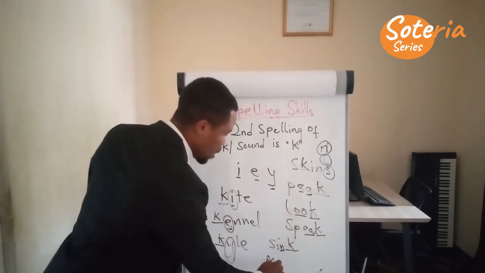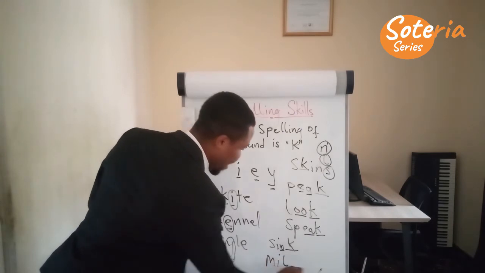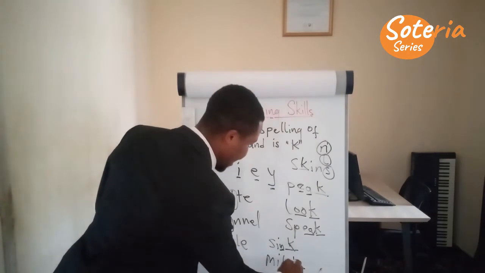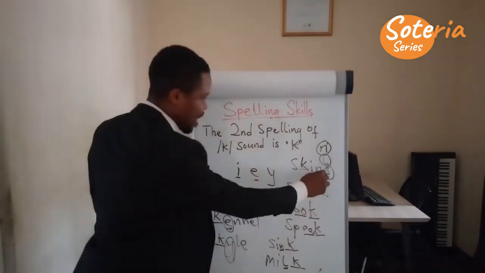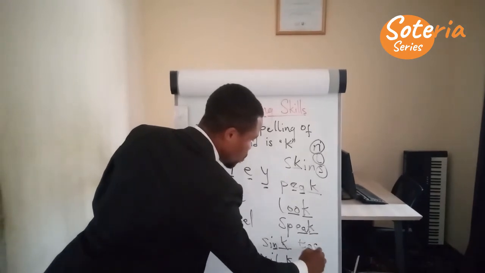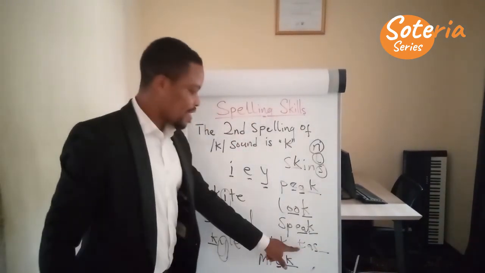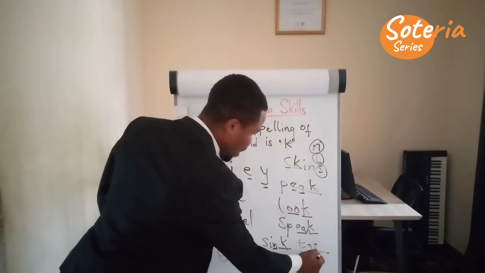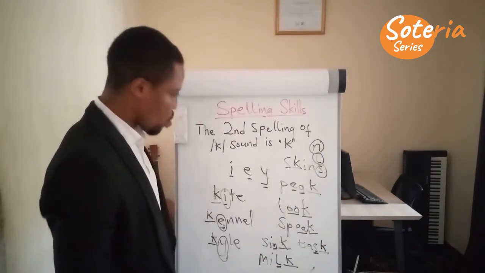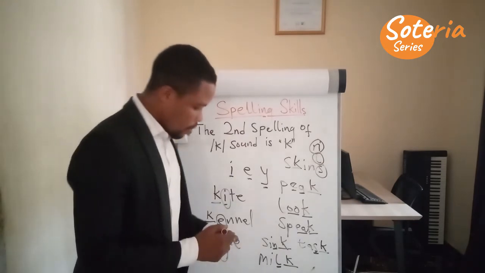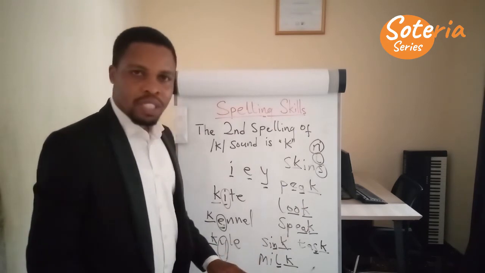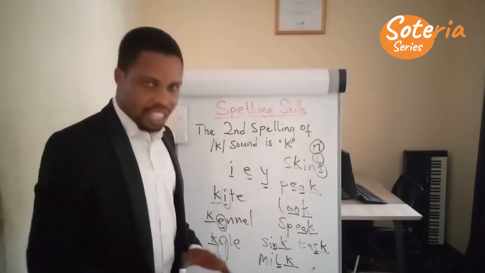That is why when it meets consonant L, as in milk, it will also be spelled with K because of this consonant. And then the consonant S. A word like task, because of this consonant, will be spelled with K. So that is how these consonants also make us spell with K. I think it is very clear.